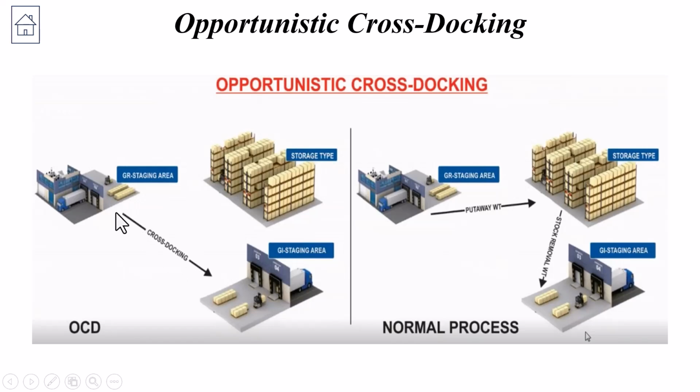Cross-docking is nothing but, instead of putting away and bringing those products from the final storage types, we are directly moving those products from the GR zone to the GI zone. This is what we call cross-docking. Also, for that cross-docking, we have some stock determinations. We have to maintain the product group for them.